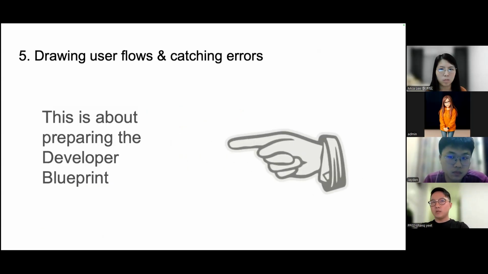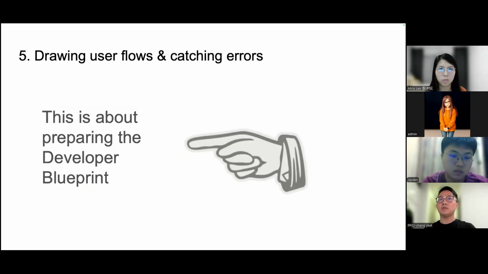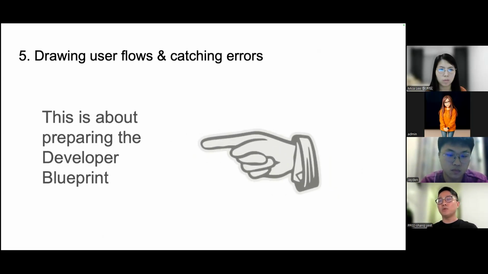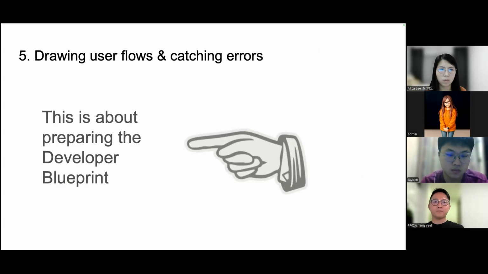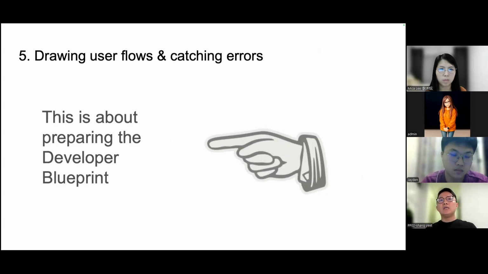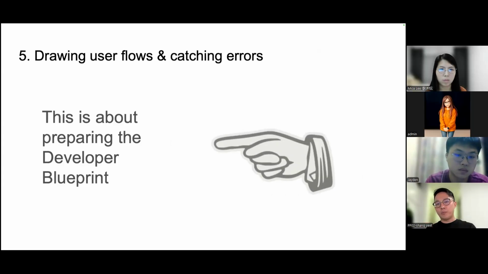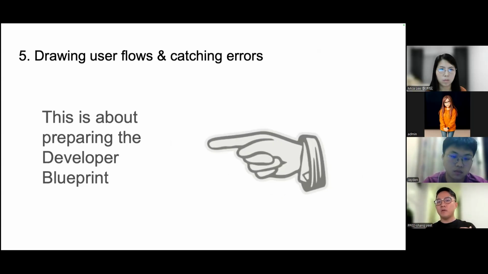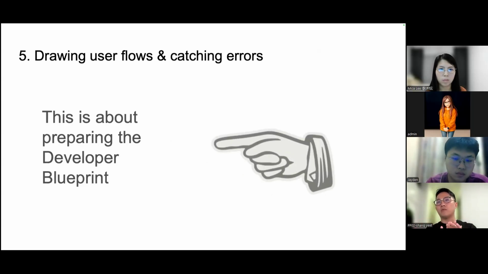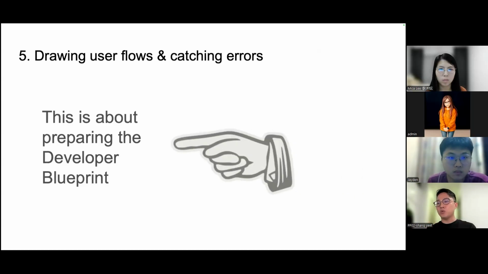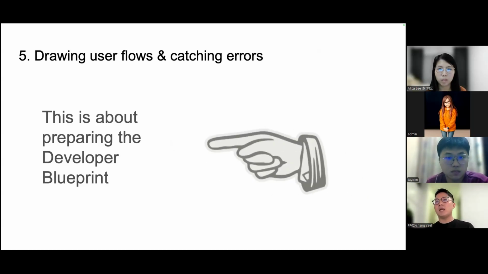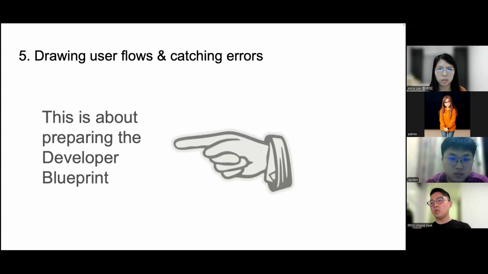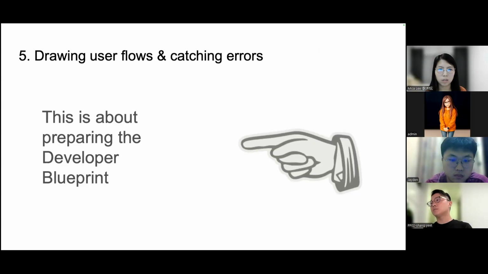We have finished the wireframing part, and we come to the final section of our prototyping topic today: drawing user flow and catching errors. I want to mention that this is about preparing the developer blueprint. It's something you use to help yourself understand the flow of the product you're building from screen 1 to screen 2 to screen 3. How do they work together? Finally, from this, you produce a document, a flow chart, that you can pass on to the developer to follow and build without mistakes.